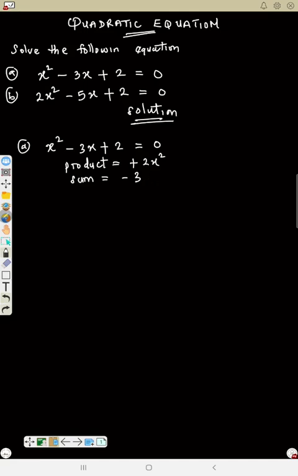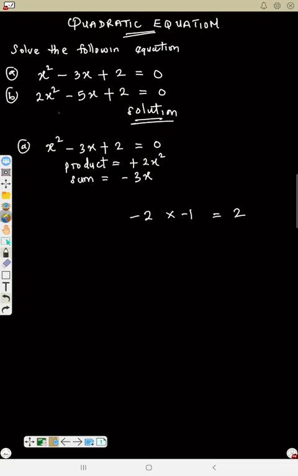So let's take it again. In this case our sum is minus 3s. What are the two numbers that will multiply to give us 2? You can see that the only numbers are 2 times 1 that will give us 2. But now the sum is minus 3. How can we achieve minus 3 from here? Anytime the sum is minus and the product is plus, just put minus in the two numbers.